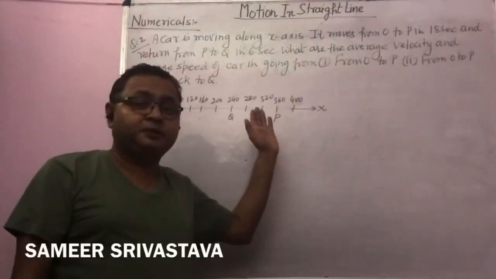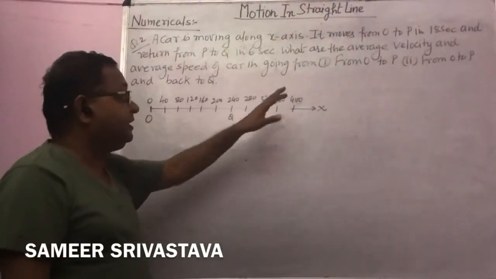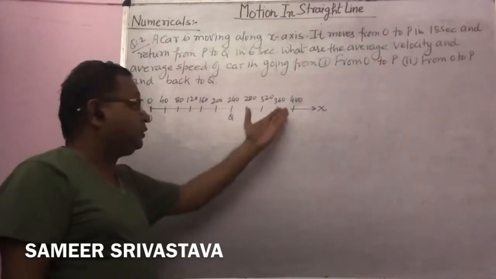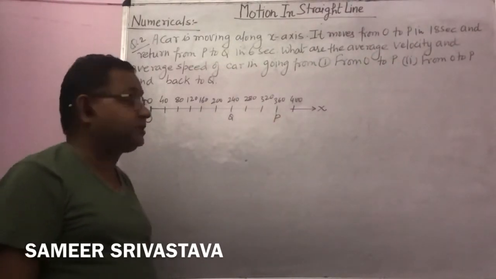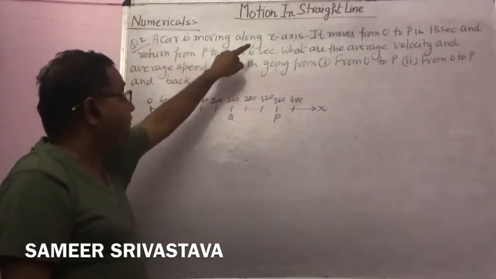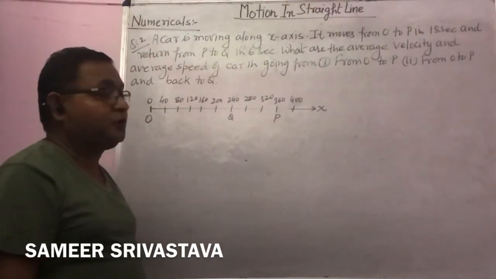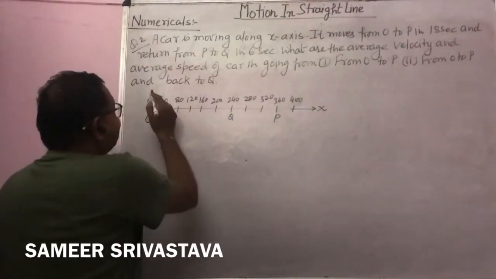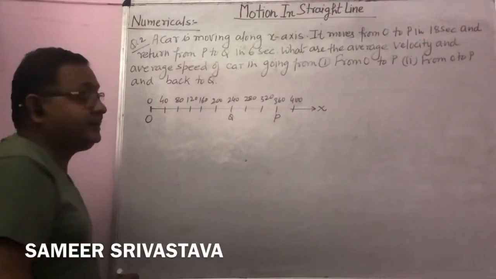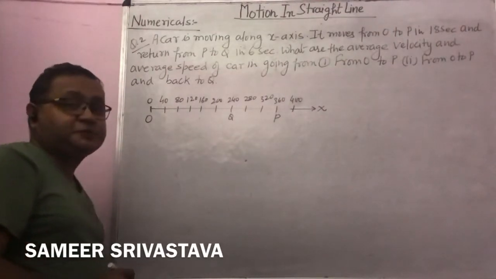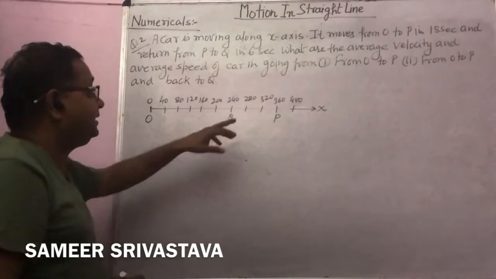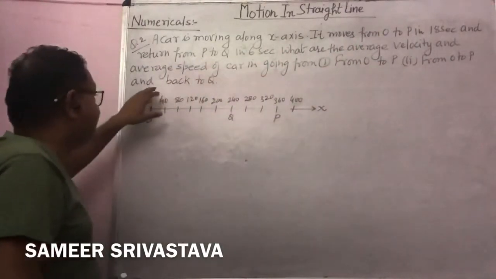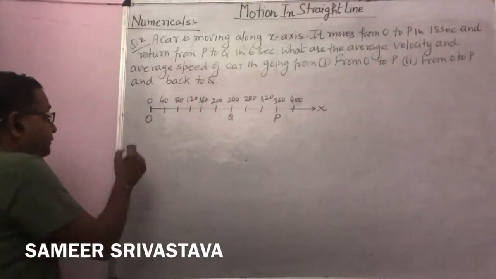Now student, question number 2. In this question, we have to find the average speed and average velocity when the car is moving along the x-axis in a straight line motion. The question says a car is moving along the x-axis. It moves from O to P in 18 seconds and returns back from P to Q in 6 seconds. What are the average speed and average velocity of the car going from O to P, and going from O to P and returning back to Q? So we have to find 2 cases here.